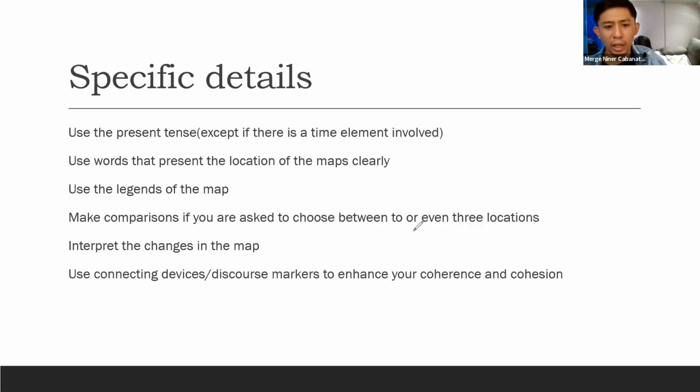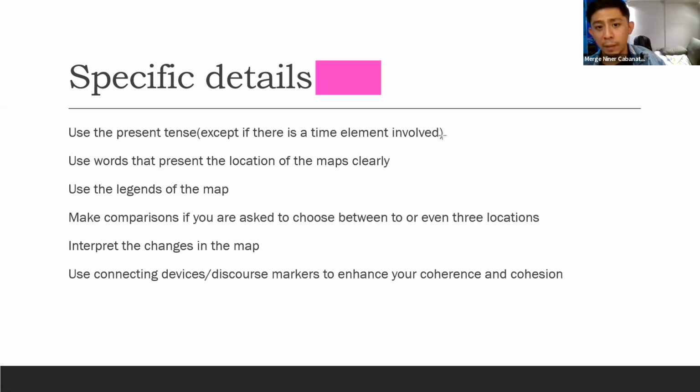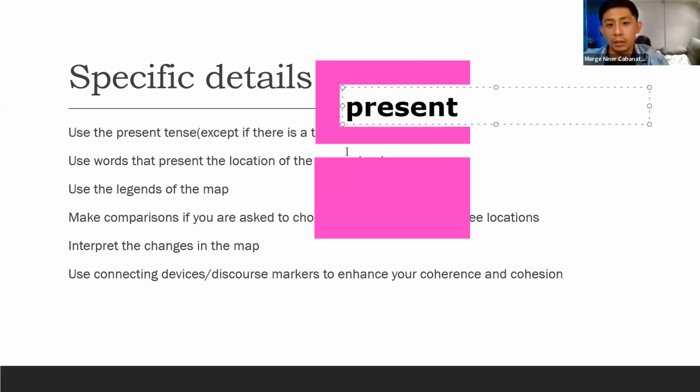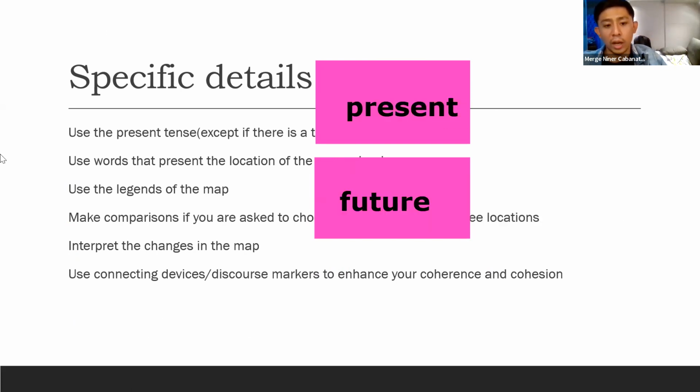Okay. Now here is your map again. This is the map of the present. This is the map of the future. So you will devote 1 paragraph for the present and another paragraph for the future, making a total of 4.